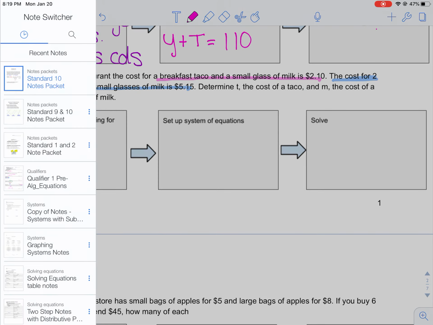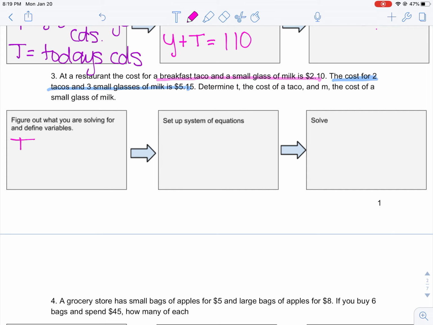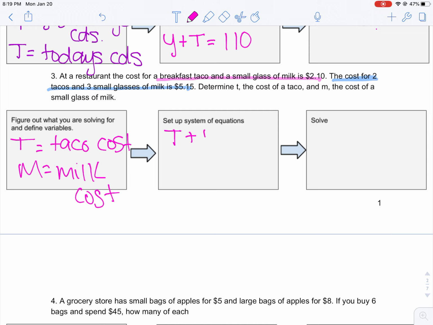So they said T is our taco cost, and M is our milk cost. All right, so our pink equation: 1 breakfast taco plus 1 small glass of milk equals $2.10.